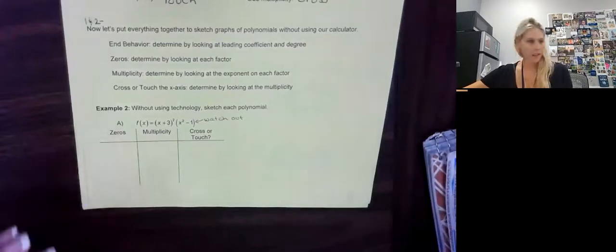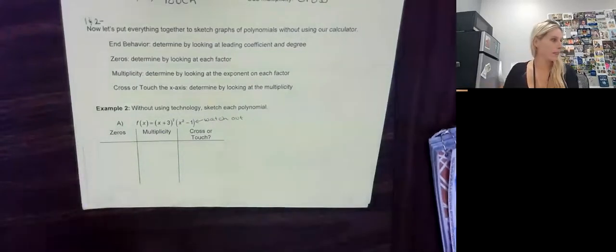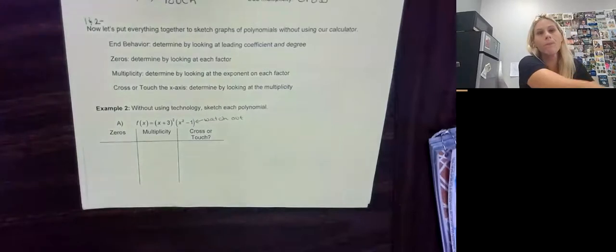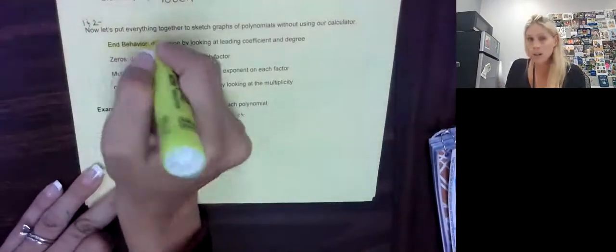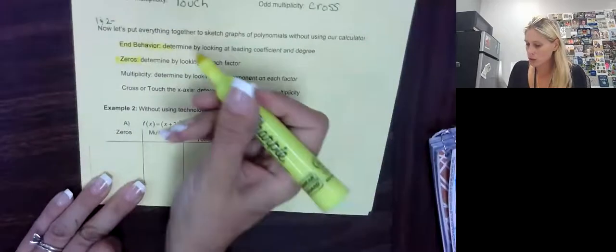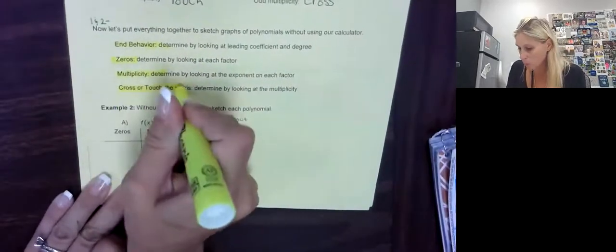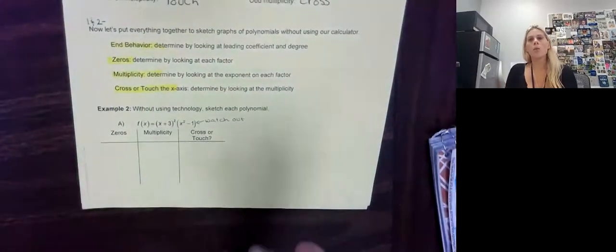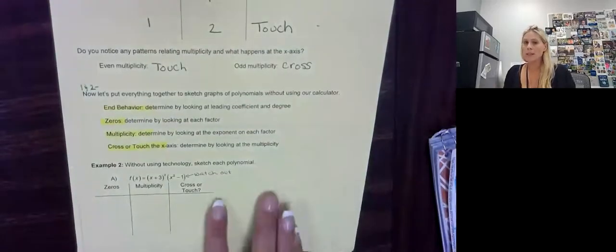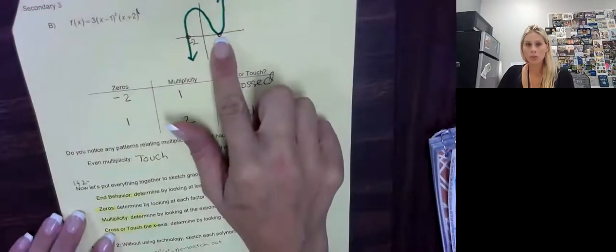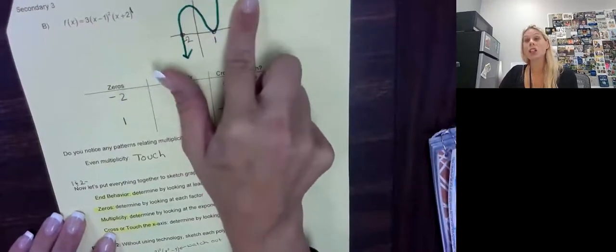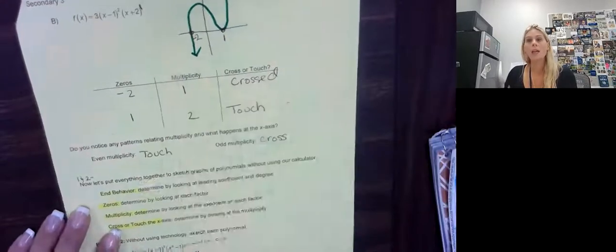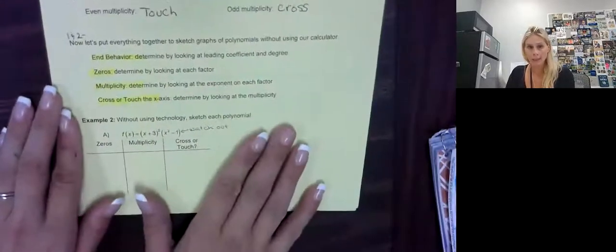So let me get, where's my highlighter? Probably can't find it. Here we go. So what we're going to do now is put everything together. We're going to look at our end behavior. We're going to look at our zeros, our multiplicities, and whether we cross or not. Now, why do we have to include end behavior in this? Because just because it touches right there doesn't mean that it's automatically touching on top. It might touch on the bottom. And our end behavior is really going to help us with that.